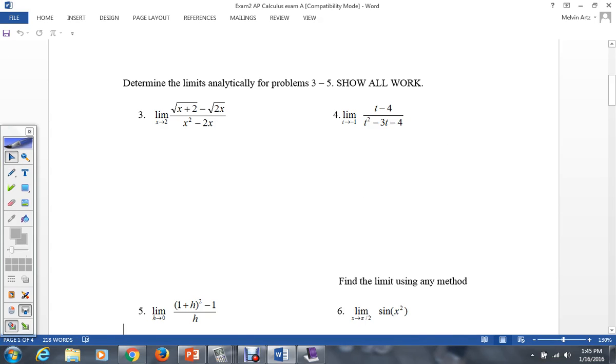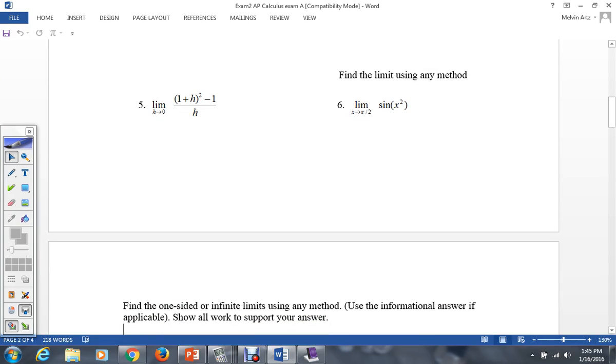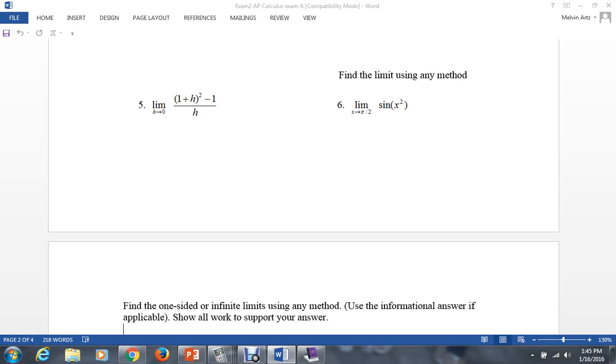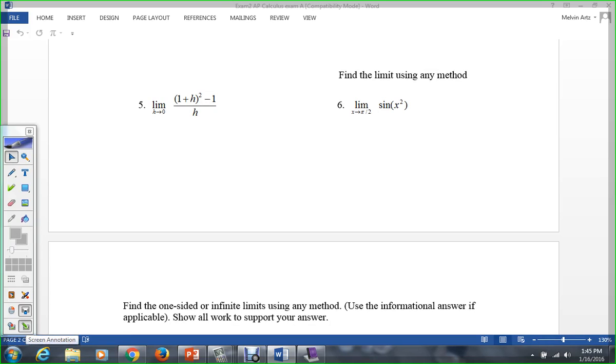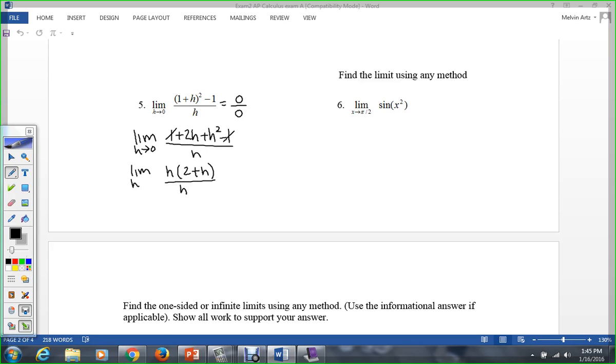Problem number 5. If we use direct substitution, we would get 1 squared minus 1, 0 over 0. So it's the indeterminate form. So let's expand the 1 plus h: 1 plus 2h plus h squared minus 1 all over h. And then the 1's cancel. And we can factor out an h and reduce it in the denominator. Now we can use direct substitution. We get 2.